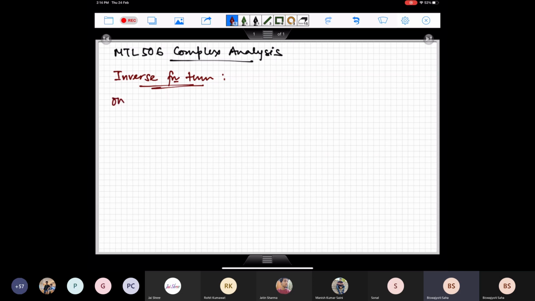On R, what was the version of the inverse function theorem that you had seen? Can anybody recall? For example, functions which are differentiable in R. Do you remember? Okay, fine. If you don't remember, I'll write it down for you.